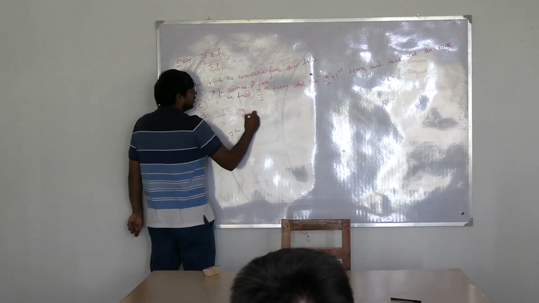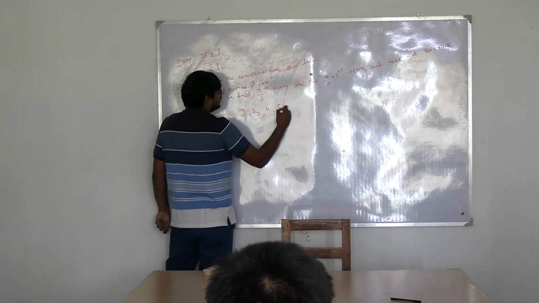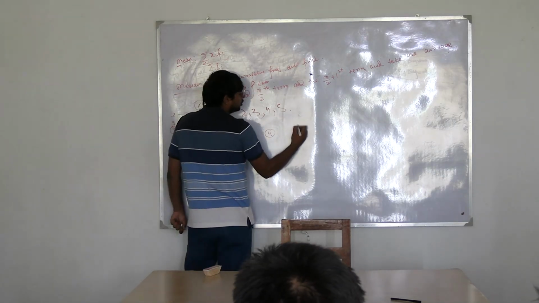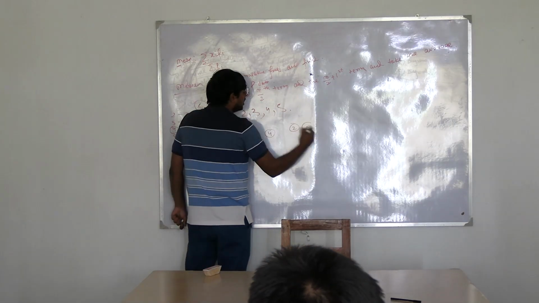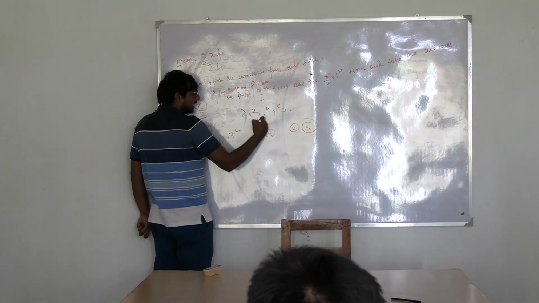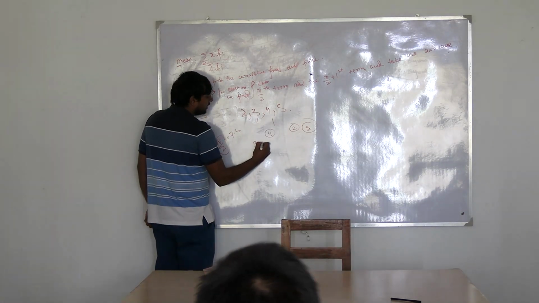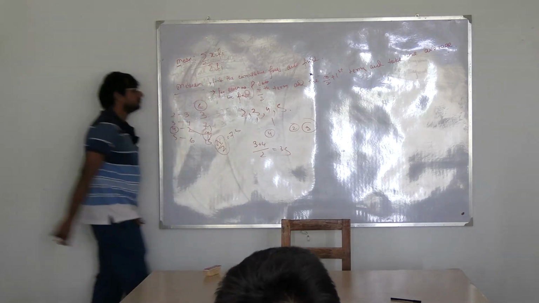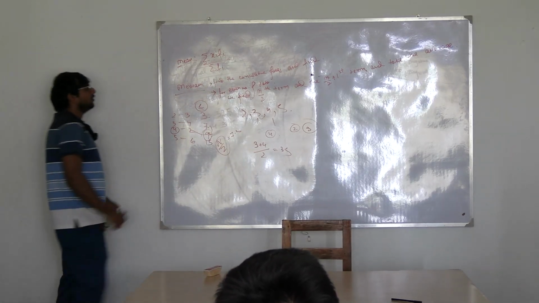Say we have 2, 3, 4 and 5. So there are 4 terms. So what is n by 2? 2. What is n by 2 plus 1? 3. So we take the second term and the third term and then we take the average. What is it? 3.5.